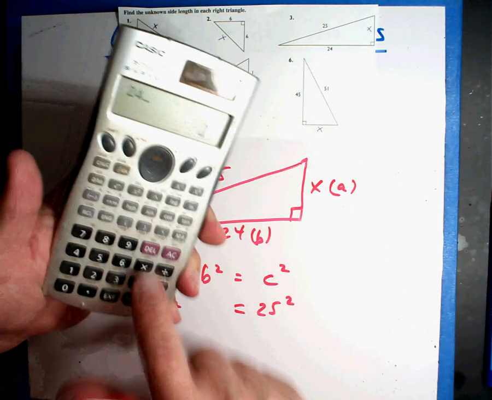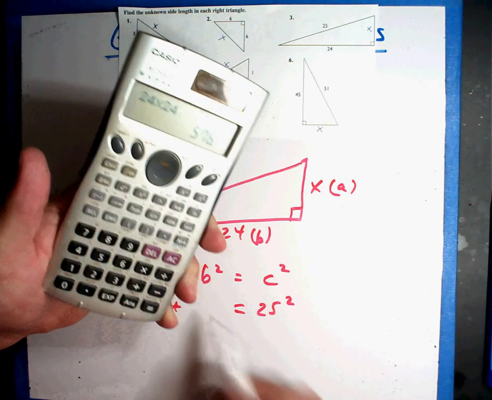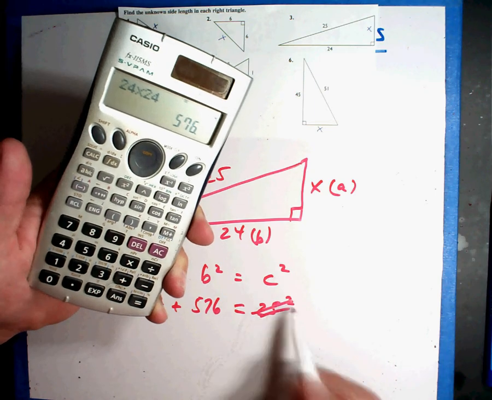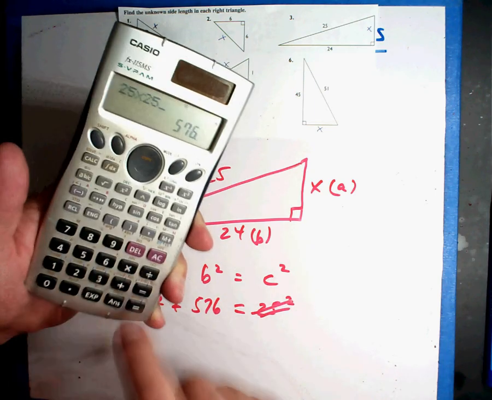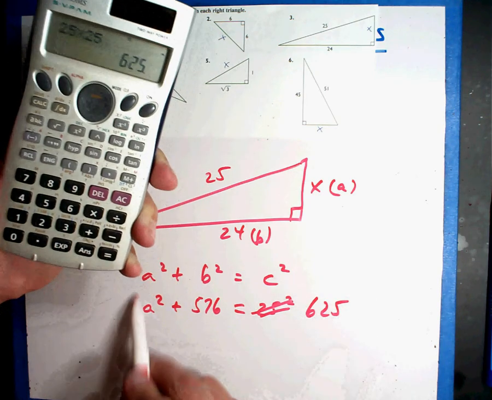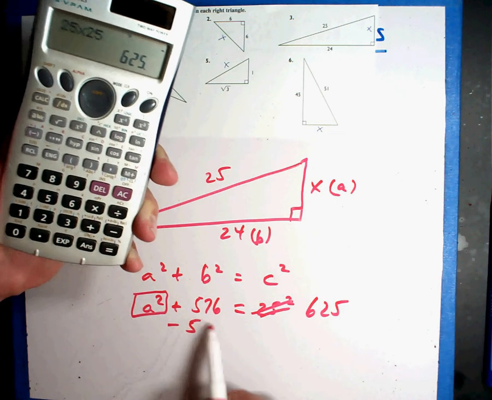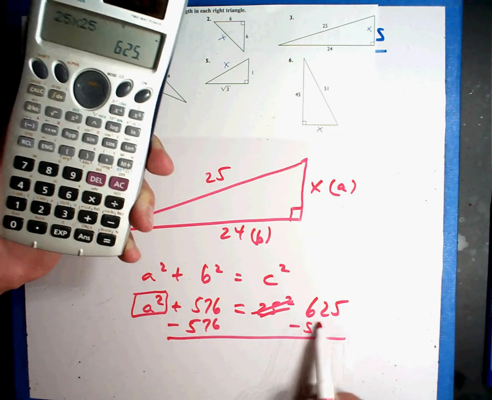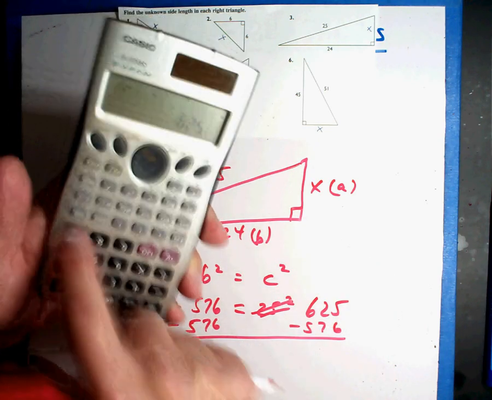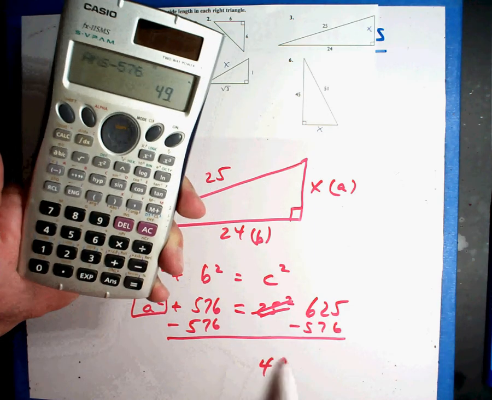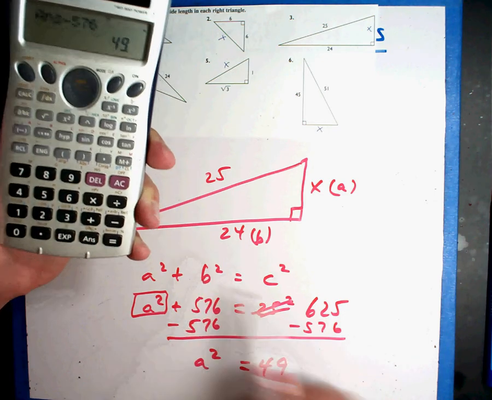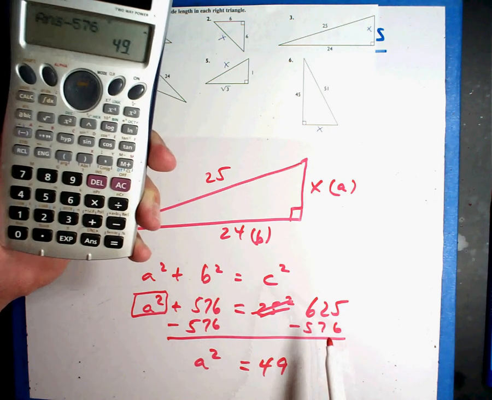So 24 times 24 equals 576. And I also don't know what 25 squared is, so I'm going to go ahead and do that one while I'm here. 25 times 25 equals 625. Alright, now I have numbers. Remember, I want letters on one side, numbers on the other, so I'm going to subtract 576. So 625 minus 576 equals 49. Equals a squared. So I took 24 squared and 25 squared and solved for it.